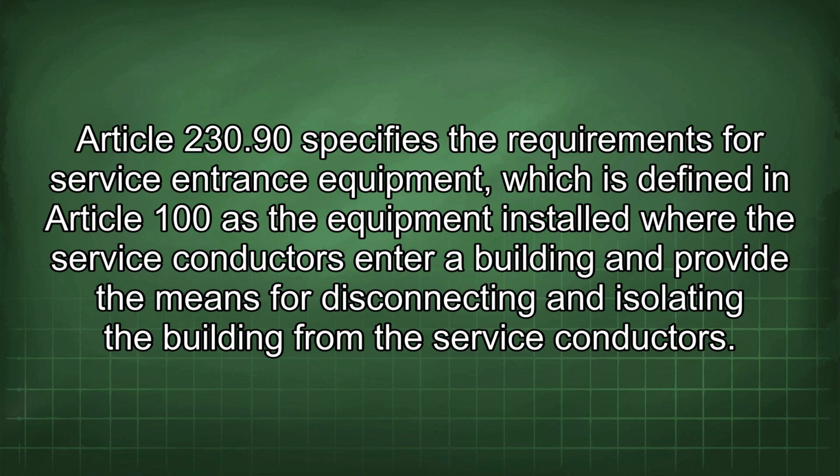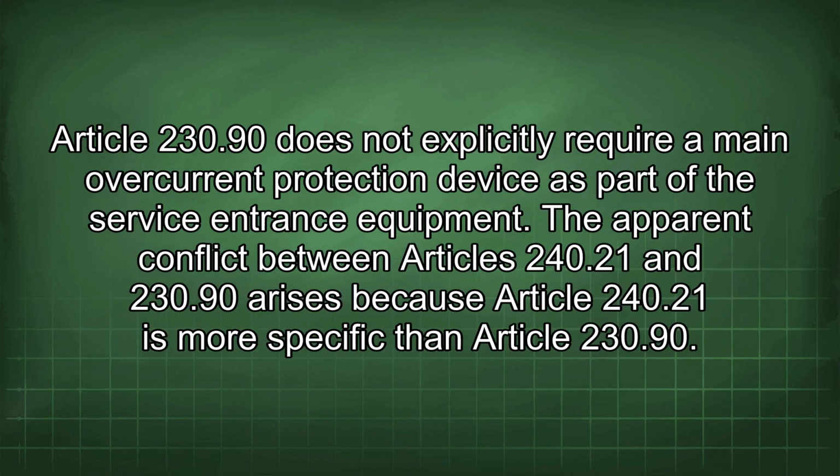installed where the service conductors enter a building and provide the means for disconnecting and isolating the building from the service conductors. Article 230.90 does not explicitly require a main overcurrent protection device as part of the service entrance equipment. The apparent conflict between Articles 240.21 and 230.90 arises because Article 240.21 is more specific than Article 230.90.